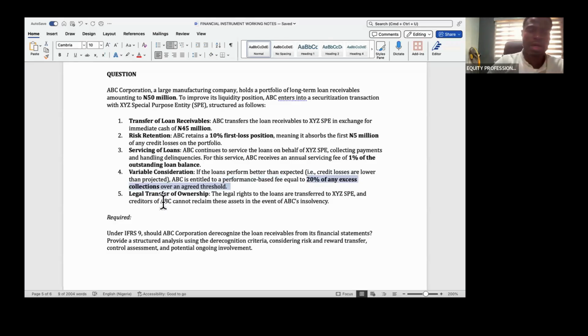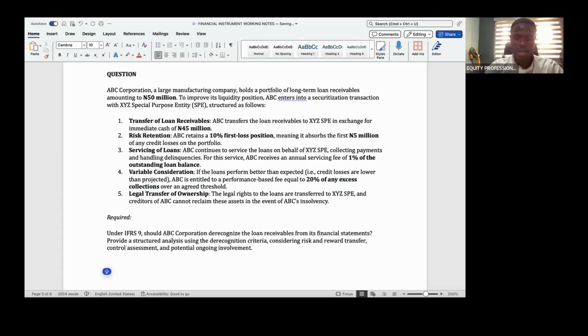Finally, legal transfer of ownership, saying that the legal rights to the loans are already transferred to XYZ SPE, and creditors of ABC cannot reclaim these assets in the event of ABC's insolvency.